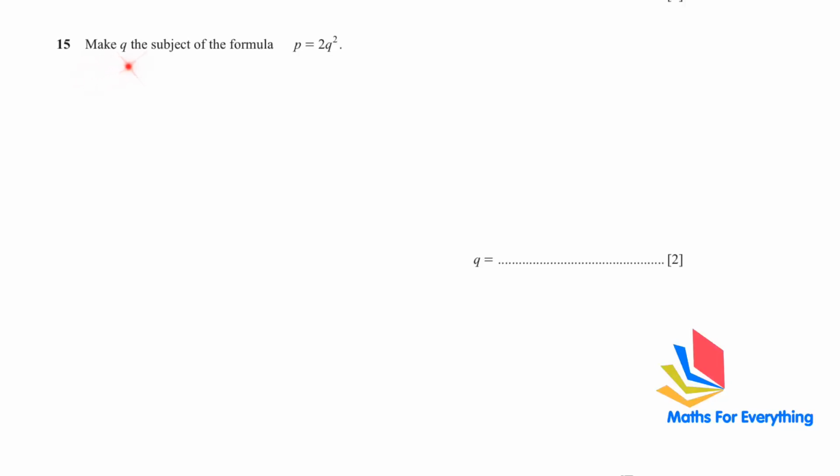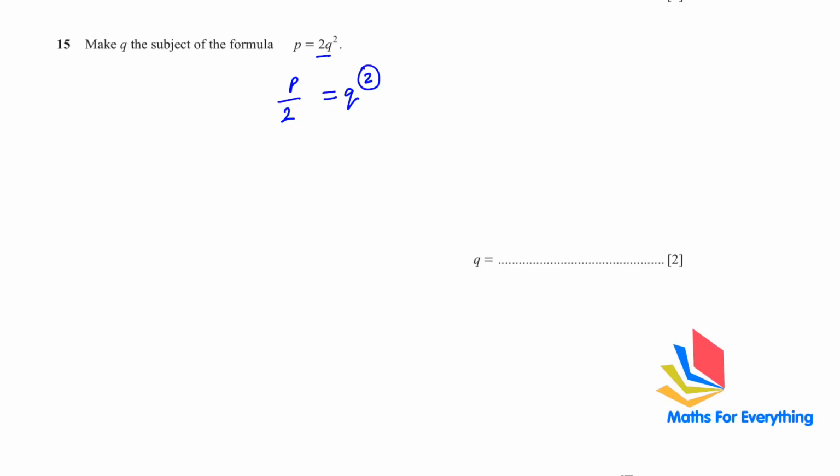Question number 15. Make Q the subject of the formula. So this is Q. Whatever you want to make the subject, think of that function that you have to leave it alone. So you have a 2 with it. We move it to the other side because it's a multiply, it will be a divide. P over 2 equals Q square. And now you have the square.